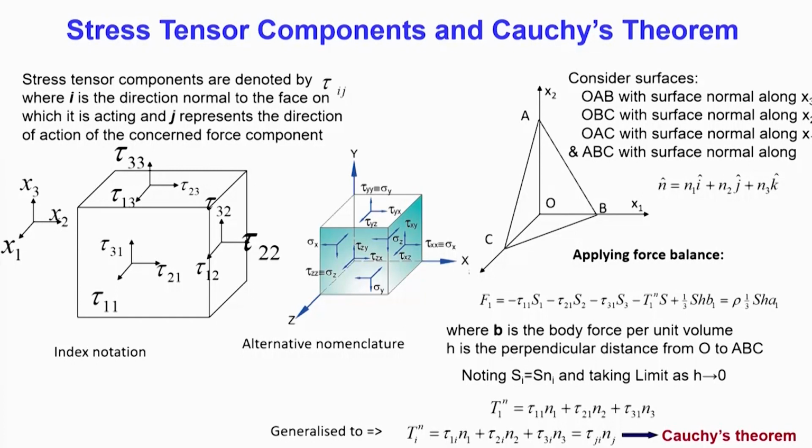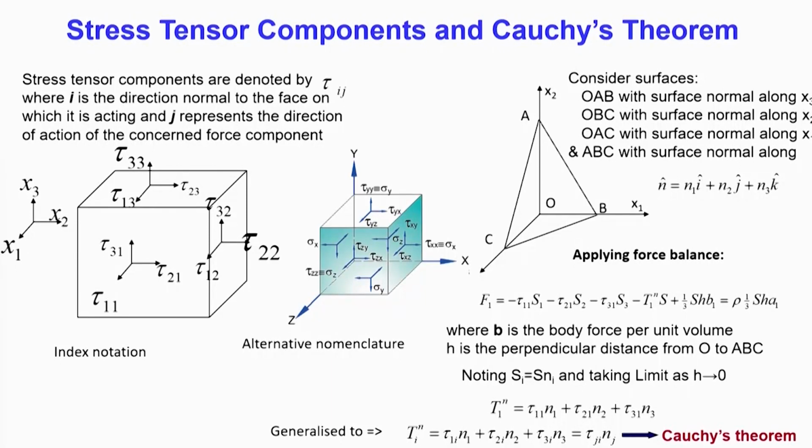Then, this is the surface force; the body force is the volume multiplied by the force per unit volume. So, what is the volume? If H is the perpendicular distance from O to ABC, then its volume is 1/3 into area of the base into height. So, 1/3 into S into H, and B1 is the force per unit volume. You multiply that with B1 to get the total force.